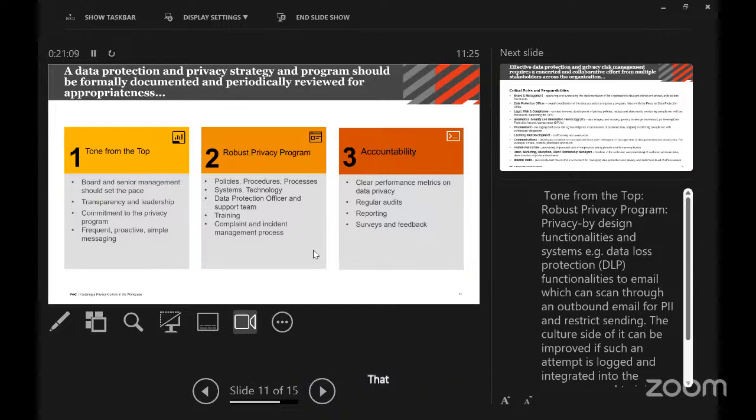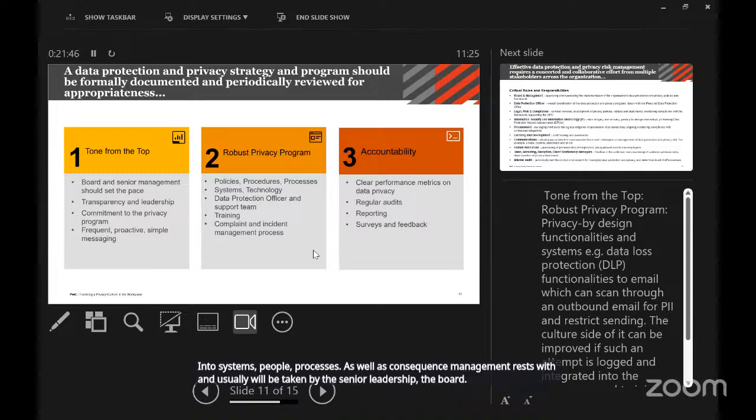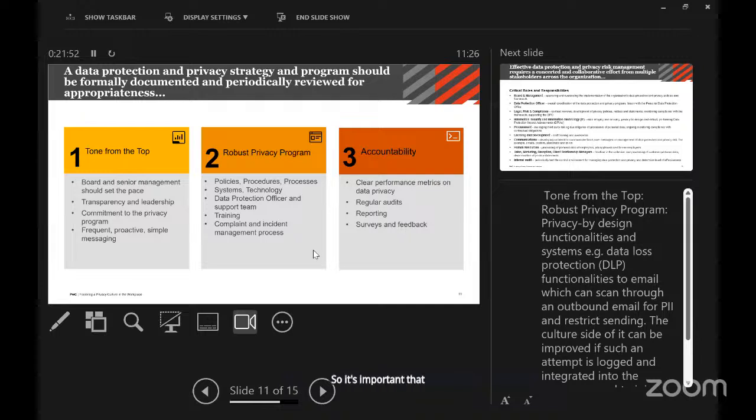Data protection is important. However, why I say tone from the top is very important, and probably the most important aspect of developing a good privacy structure and a good privacy culture, is because of that authority, the mandate, and also the level of control over what we do. The decisions that are made concerning personal data, the investment into systems, people, processes, as well as consequence management rests with, and usually will be taken by, the senior leadership, the board, and even the middle managers that control different decisions in the organization. So it's important that the leadership around data privacy is strong and that communication is heard right from the top.